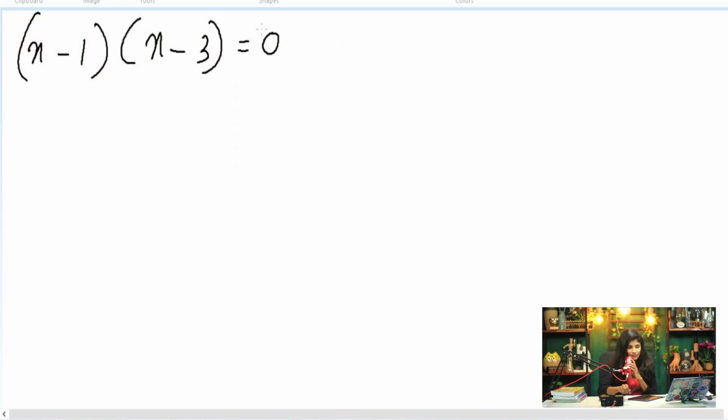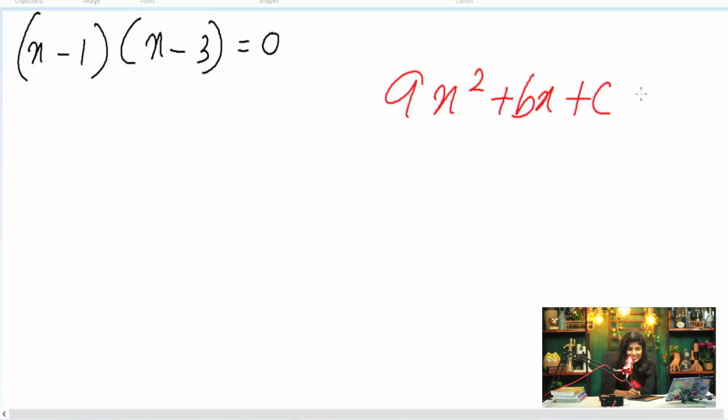So this is my first question. If we expand these two brackets, we will get a quadratic equation. So first of all, I will tell you what a quadratic equation is, or what the standard form of a quadratic equation is. That is like this: ax squared plus bx plus c equals 0. This is the standard form of a quadratic equation.